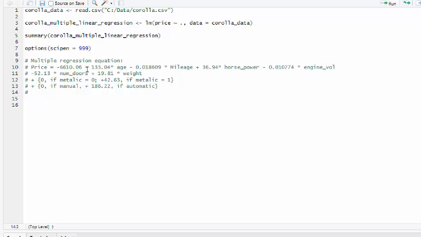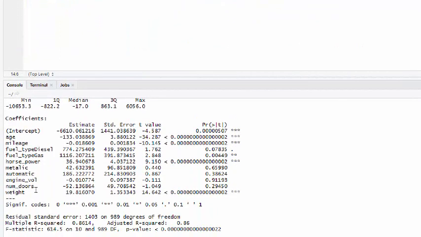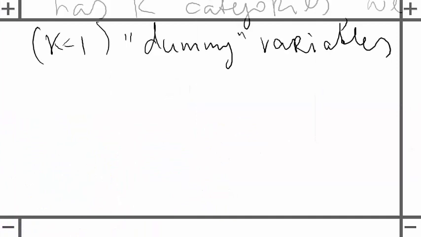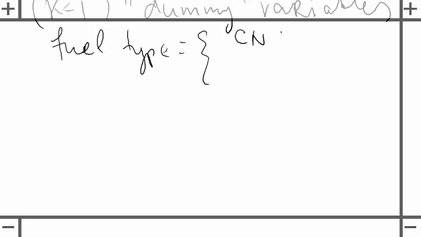And let's do the last one, right? The last variable that I still have, the last predictor, is fuel type, okay? And I told you that there are 3 levels for the fuel type, right? 3 different categories. So fuel type, let's go back. Fuel type, we have 3 levels, okay? It can be either CNG, compressed natural gas, or it can be diesel, or it can be just regular gasoline, so gas, okay?